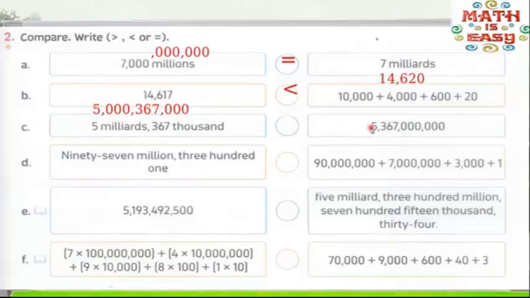Do you see? Make the comparison now. 5 in milliards. We have 5 in both numbers. We have 3 in the hundred millions place. We have here 0 in the hundred millions place, but here we have 3. 0 is less than 3. So the first number is less than the second number. Next one.